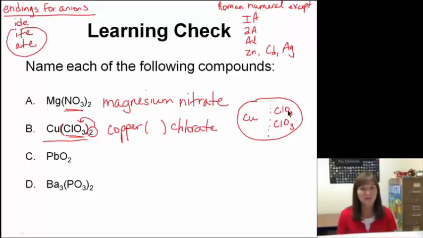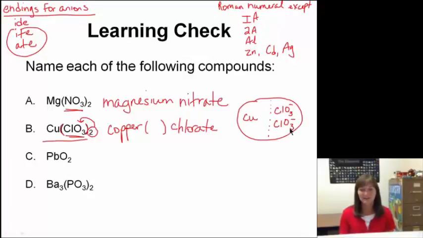So there's going to always be some way of figuring out the charge on the anion. If it is a monatomic anion, so there's just one type of atom here, you're going to look on your periodic table and see what group number it is. But since this is a polyatomic ion, you're going to look at your information sheet and it'll tell you. And it tells you that chlorate is a -1 charge.